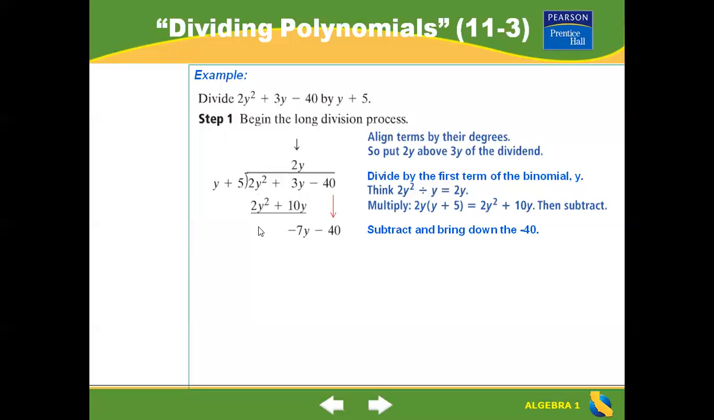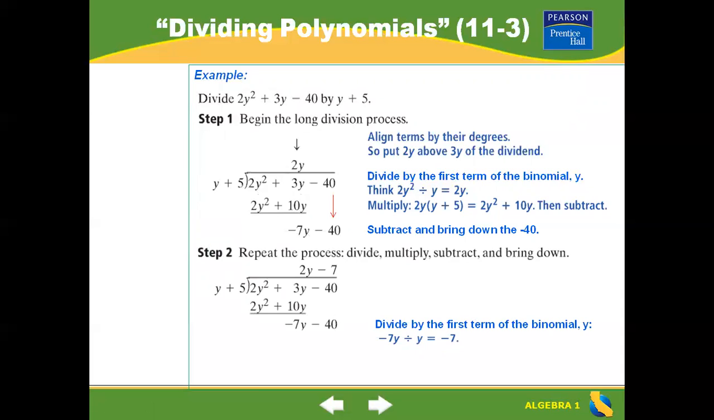When we subtract this one, 2y squared minus 2y squared, that is 0. 3y minus 10y, that is negative 7y, bring down negative 40. After that, we're going to repeat the process. Divide, multiply, subtract, and bring down. So divide the first term: negative 7y divided by y. The result is negative 7. Multiply negative 7 times your divisor, that is negative 7 times y is negative 7y. Place that one here. And then negative 7 times positive 5, that's negative 35.